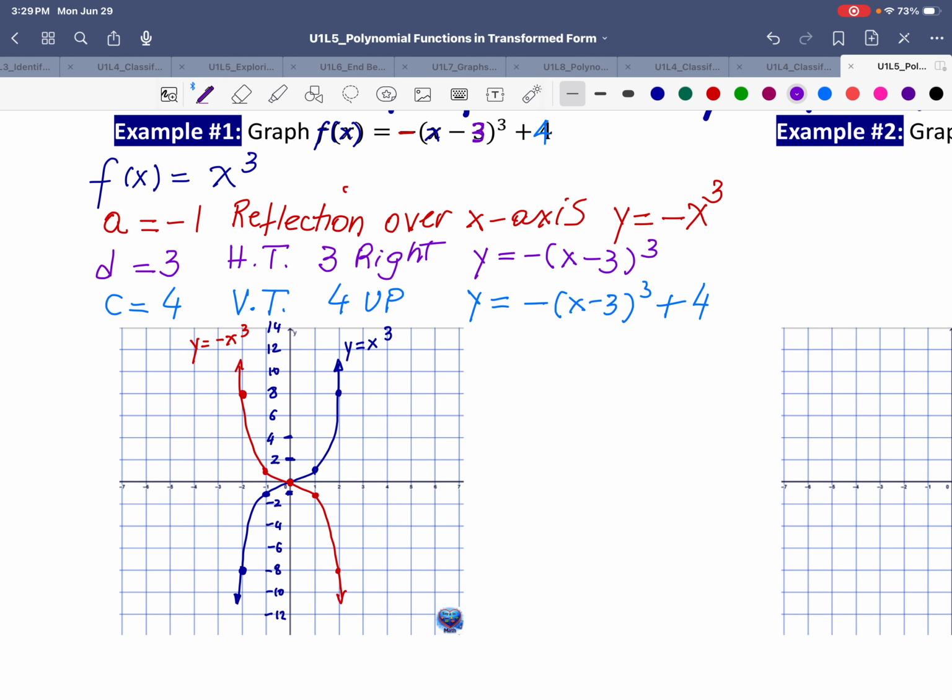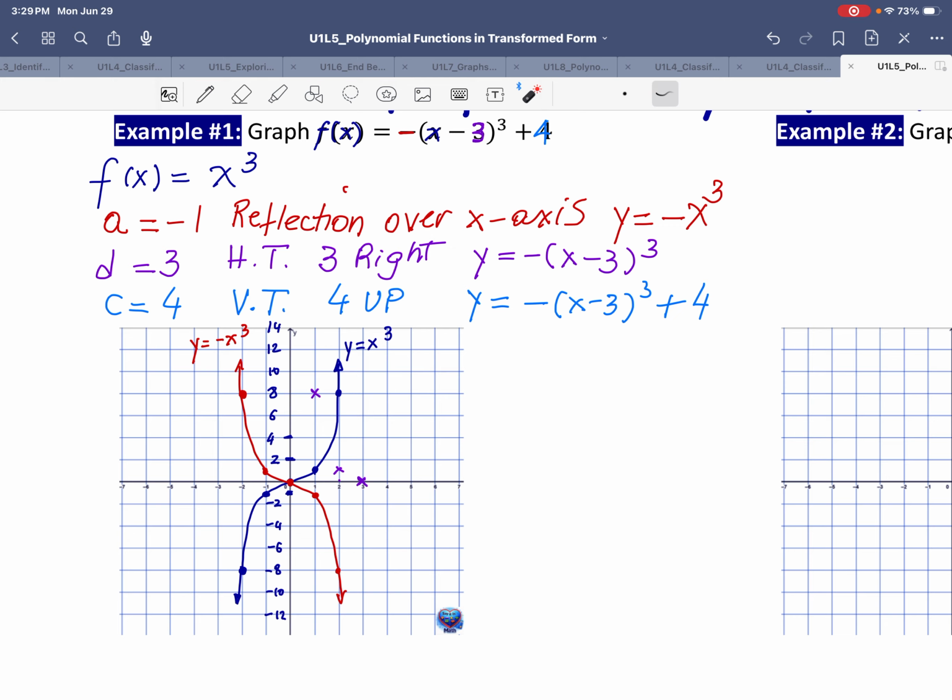So remember, we are transforming the red graph. From the red graph, we're going to the right 3. So 1, 2, 3 here. And now we're going here to the right 3. 1, 2, 3 in here. And now to the right 3. 1, 2, 3 in here.